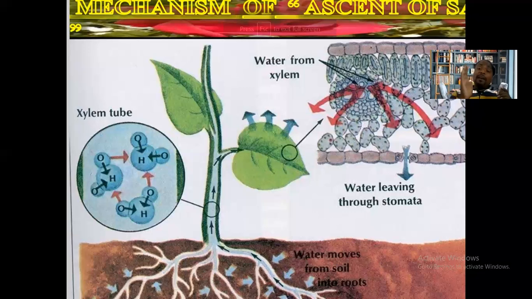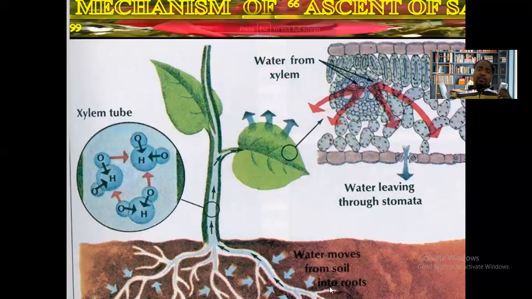And who maintains this water column? The cohesive force, that is, attraction between the water molecules. You can see the attraction between the water molecules at the left side, which is shown in the circle. The attraction between the water molecules, getting it? And the attraction between the cell wall of xylem and water molecules. These two types of attractions do not disturb the water column.